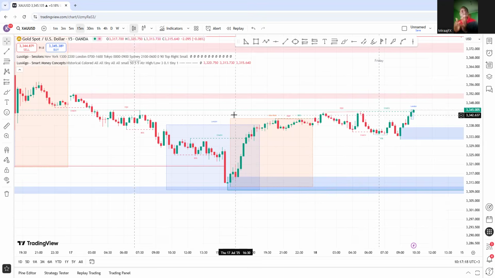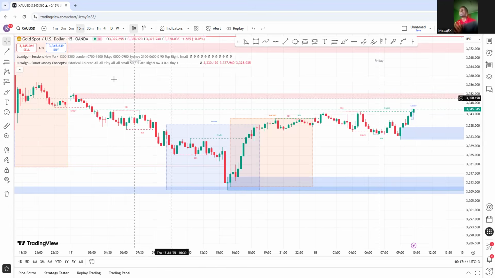Like, it's going to give you the break of structures, change of characters, the equal highs, equal lows, and the supply and demand zones, right? So this is an indicator that you basically just need, because it is going to give you where the market is heading to. It's going to tell you now the market is heading this direction, the market is going to go this direction. Why? Because it has broken structure this direction, it has changed character this direction, so you need to go this direction because of 1, 2, 3, right?